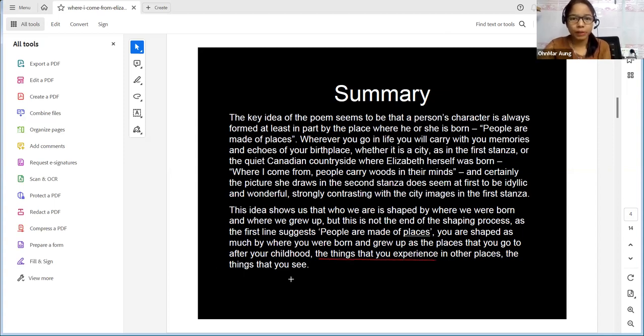The whole summary is about that. People are made of places. The main thing is this one: wherever you go in life, you will carry with you memories and echoes of your birthplace. That is the main idea. Wherever you go, even if you migrate to Singapore, the way you behave will be quite related to your birthplace. Yeah, it is true, right?